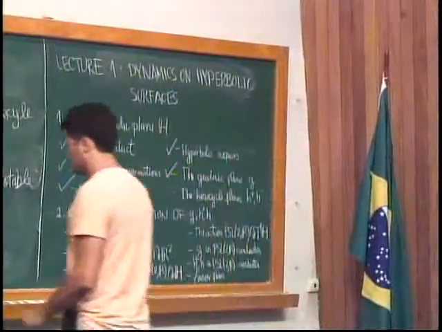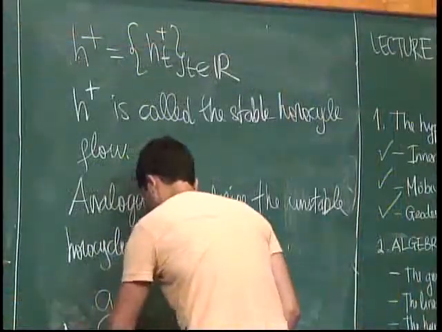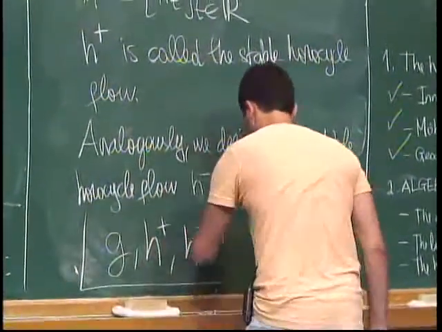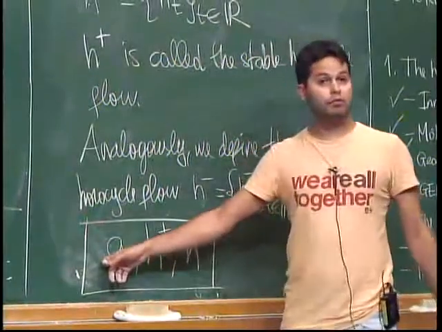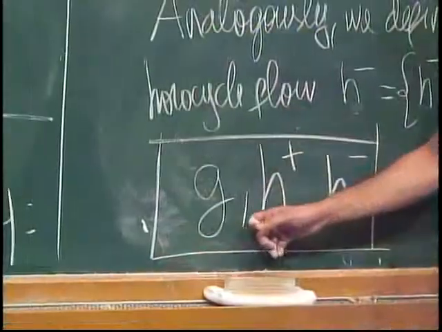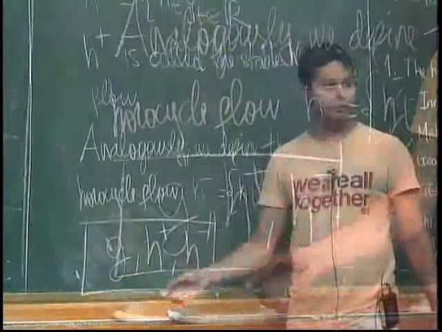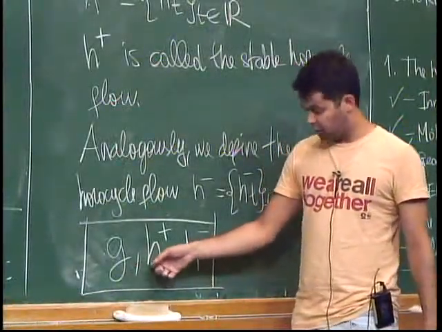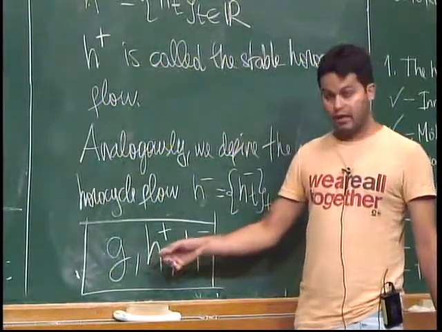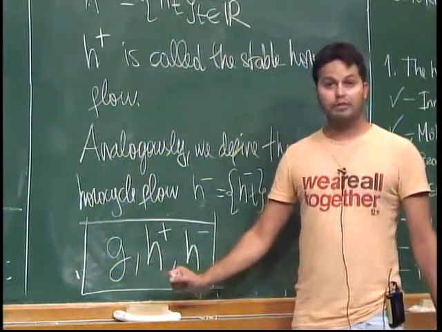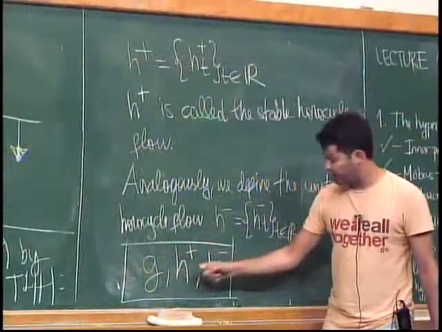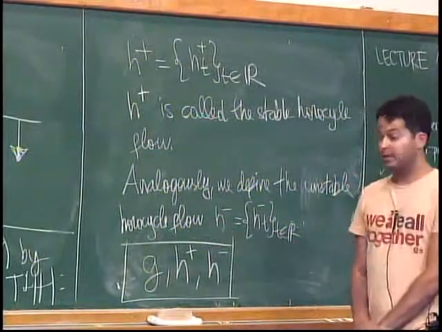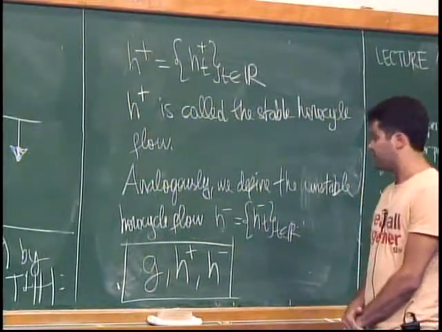Okay, so we have three flows, G, H plus, and H minus. G is the geodesic flow. The stable leaves have dimension 1. If you parameterize them by arc length, you define a flow on the stable leaves, which is H plus. The unstable leaves also have dimension 1. If you parameterize them by arc length, you get H minus. Okay? Good. So this is the geometric perspective, and we begin to do dynamics.